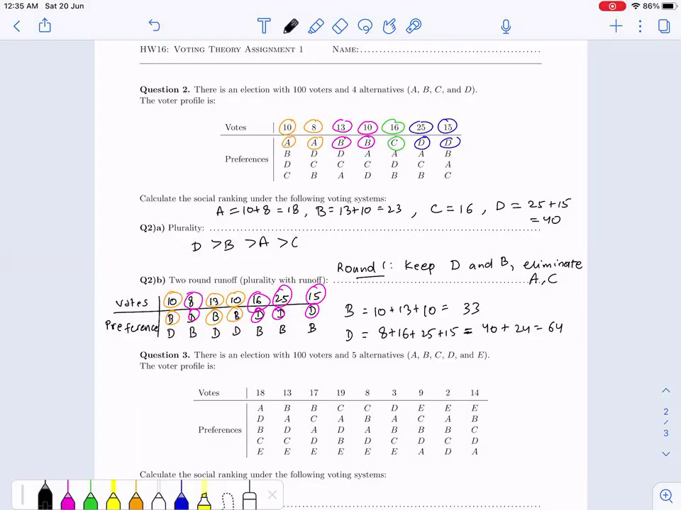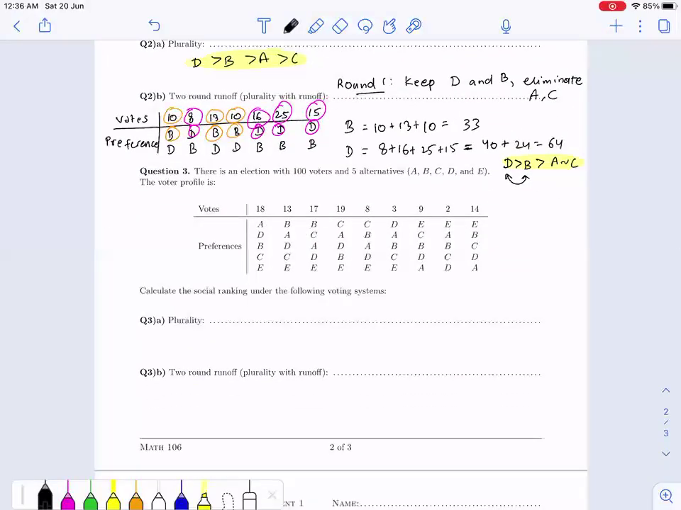So D wins over B, and B wins over both A and C. So the alternatives that we eliminated tie for last place. This is not a very good example for demonstrating how a 2-round runoff can change the top 2, because here D still gets more votes than B, but in general, you could have this switched up. You could do problem 3 similarly.